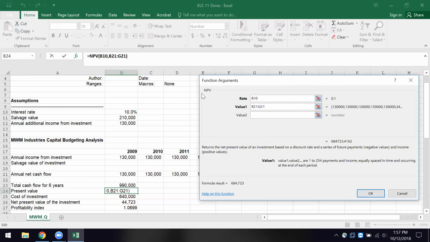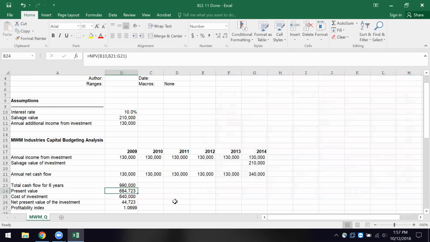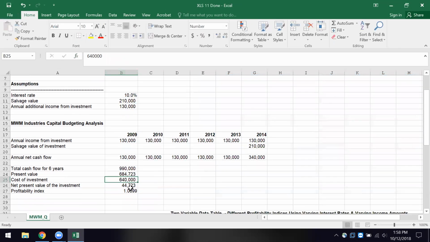And we come up with the 684. Now, the cost of the investment was 640, and the net present value was the present value of the investment, okay? So that $990,000 is worth $684,000 in today's money. We subtract the cost of the investment. It's also known as the, I won't get into sunk costs, and then we get the net present value, and that's $44,000. Then we get a thing called the profitability index.